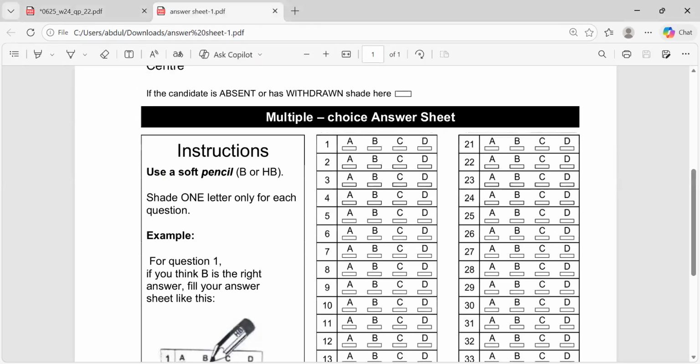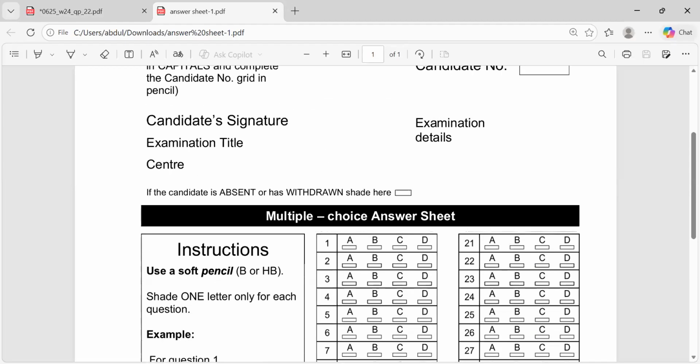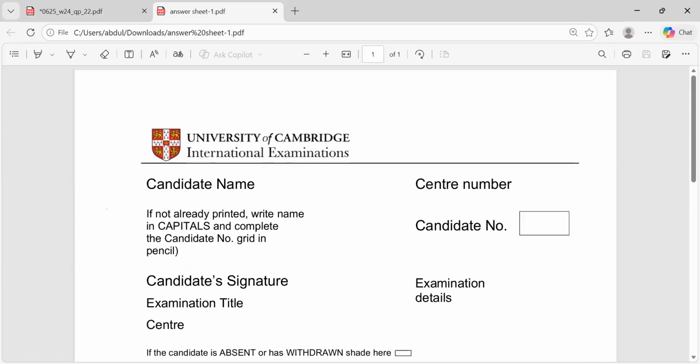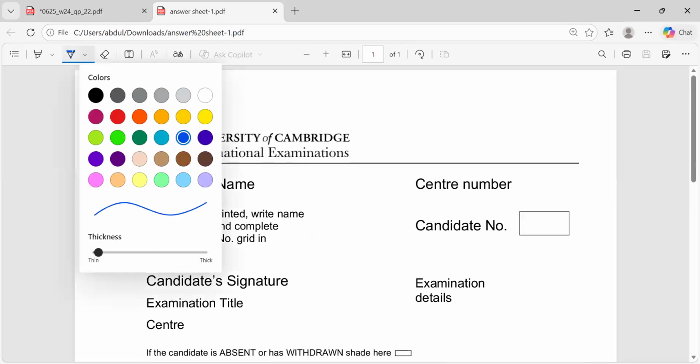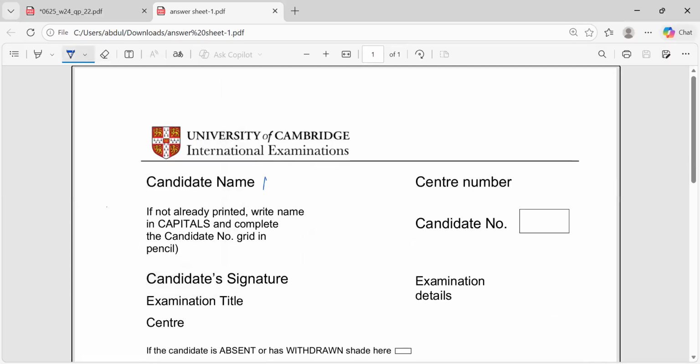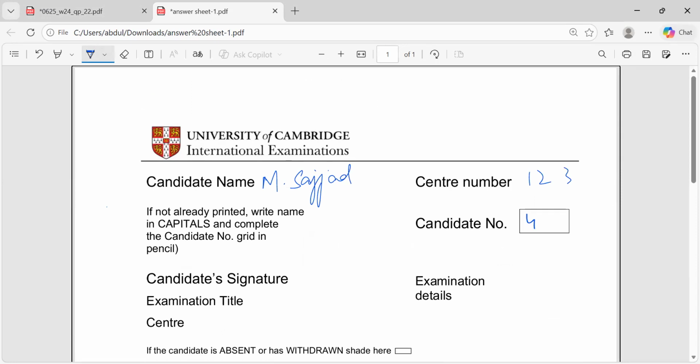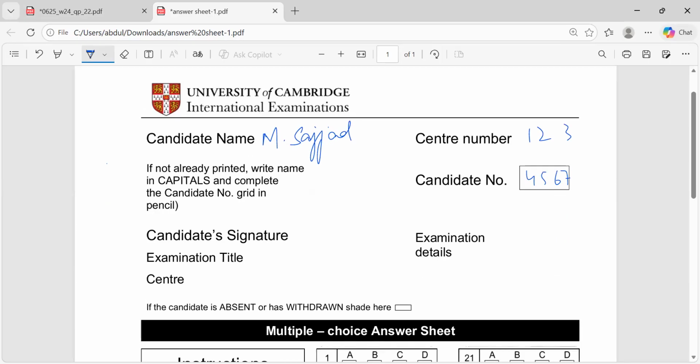My dear friends, this is October-November 2024, paper 2, variant 2. This is the sheet which you will get. I want you people to be habitual to use this sheet. Student name is Muhammad Sajjad. Candidate number is 1, 2, 3. Center number is 1, 2, 3. Candidate number is 4, 5, 6, 7. Randomly I'm doing. Candidate signature. Then examination details, examination title, center, these things will guide you. So you have to do it in the beginning.